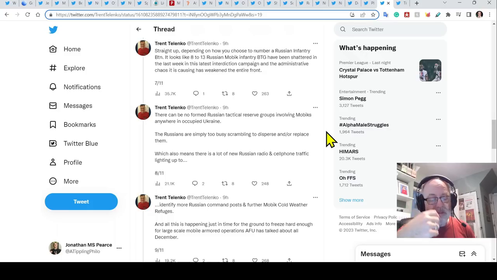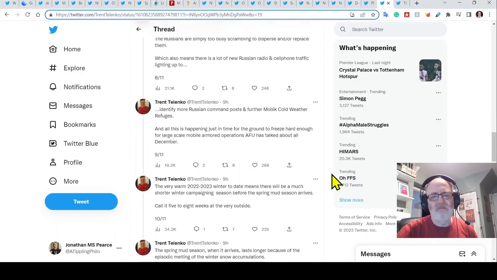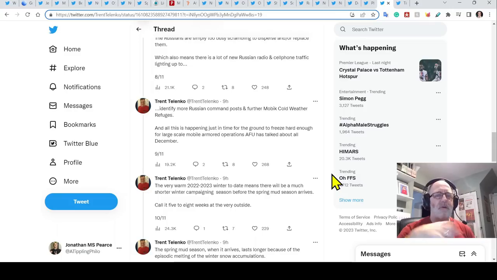So the other thing is that the mobilized troops that have been left, they're thinking, right, we can't keep them all together in one place, quick, send them out into smaller groups all around. But that's really chaotic, which also means there's a lot of new Russian radio and cell phone traffic lighting up to identify more Russian command posts and further mobic cold weather refuges. Interesting. So now that they're dispersing all these troops and having to communicate so much more with all these groups, the Ukrainians can monitor that radio traffic, know where these troops are, and hit them in maybe smaller concentrations, but know exactly where they are.